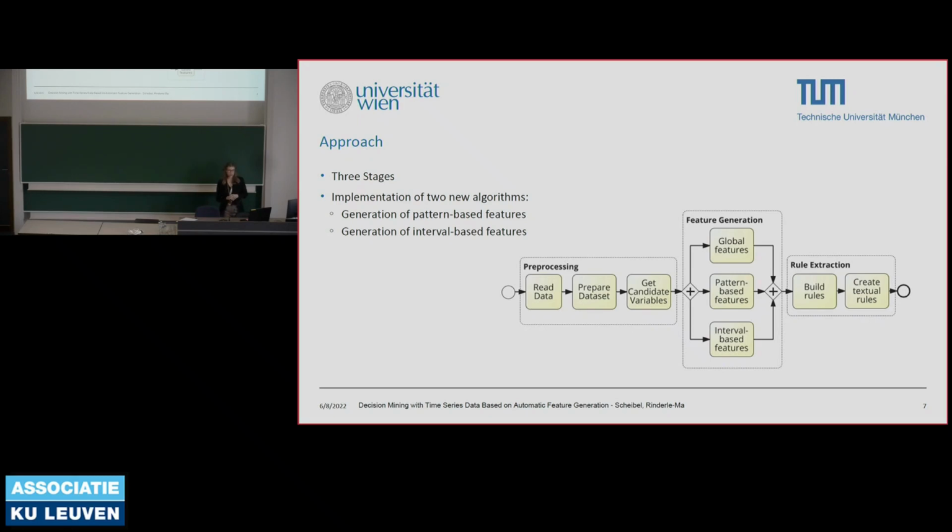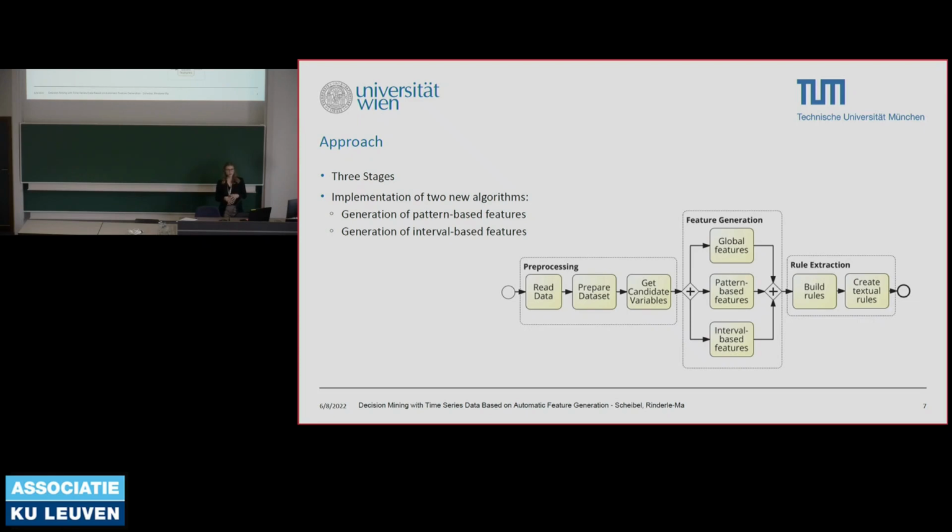The approach can be split into 3 stages. First one is pre-processing, where we read and prepare the data set, and then we look at which data elements are potentially time series elements, and then we take these so-called candidate variables and apply the feature generation algorithms on top of that. So we create global features. Here we use an existing library, and then we also create pattern-based features as well as interval-based features, where 2 new algorithms were implemented by us.